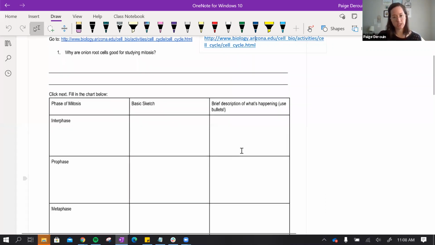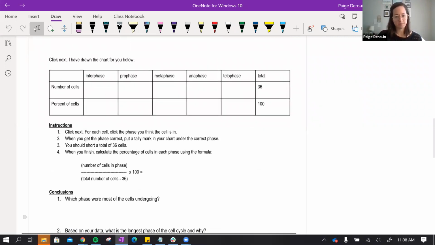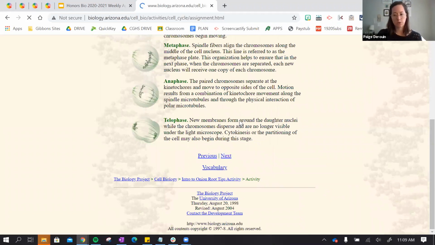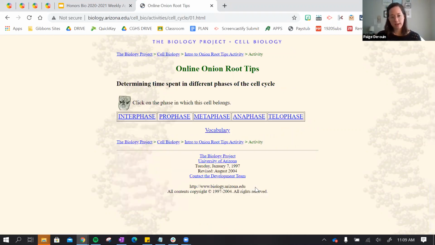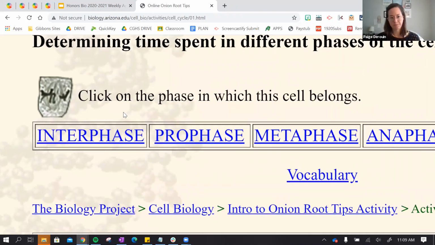So once you do your sketches and your brief descriptions, come down here. You're going to see this chart on the website. Click next. The website is going to be like, draw this chart. I already drew it for you. So just click next. And then what this has for you is a picture of a cell and then the phases. The cell pictures are small. This little thing in the corner is the cell picture. You can zoom in your screen so that you can see it better if you want to.